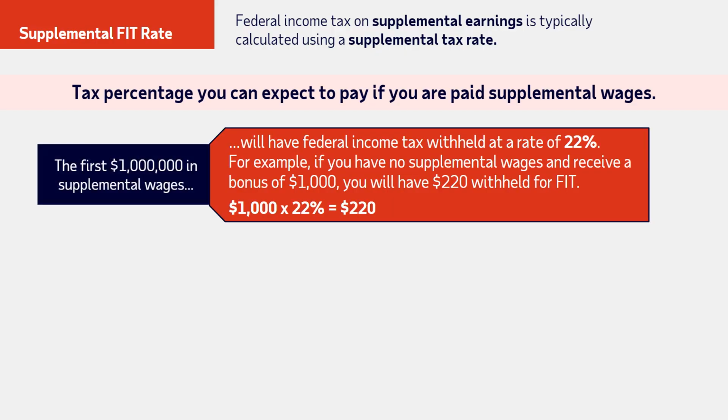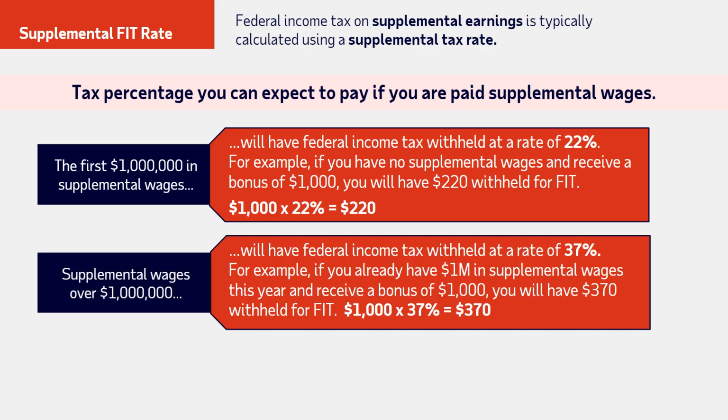The first $1 million in supplemental wages will have federal income tax withheld at a rate of 22%. For example, if you have no supplemental wages and receive a bonus of $1,000, you will have $220 withheld for FIT. $1,000 times 22% equals $220.